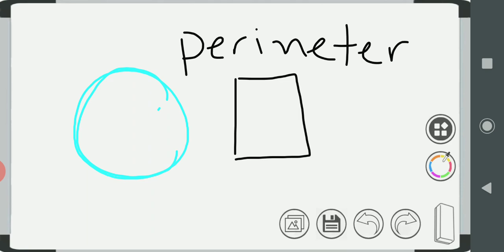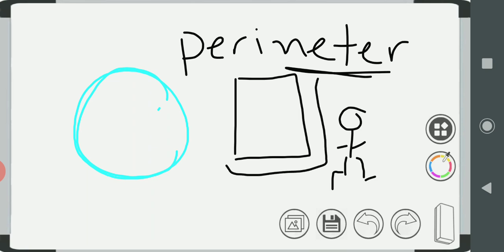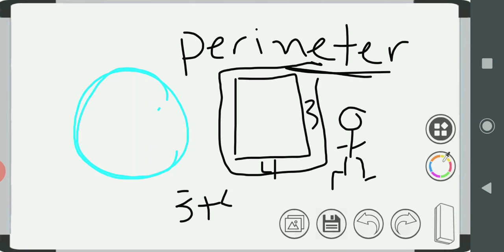So remember we saw that meter, and we thought about that guy, and he is maybe running around, and we added all the sides. So if this was 3 and 4, we had 3 plus 4 plus 3 plus 4. Okay, and that's how we found perimeter.